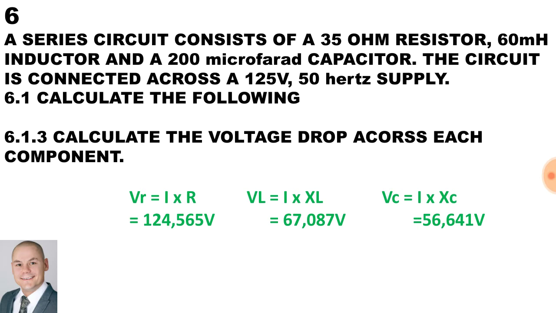Question 6.1.3, calculate the volt drop across each component. Because this is a series circuit, voltage is divided. Now, current remains the same, so therefore the voltage across the resistance is 124,565 volts. The voltage across the inductor is 67,087 volts, and the voltage across the capacitor is 56,641 volts.